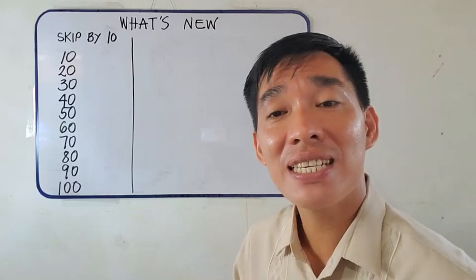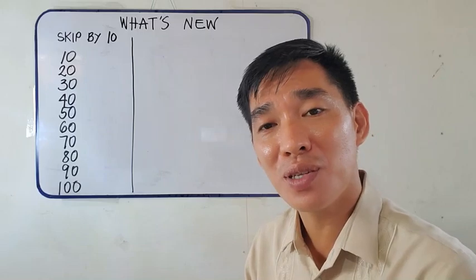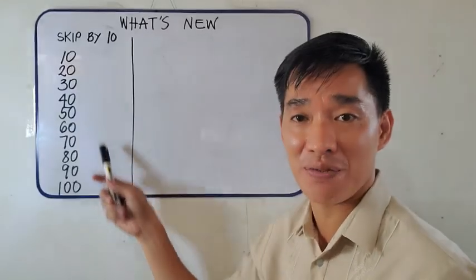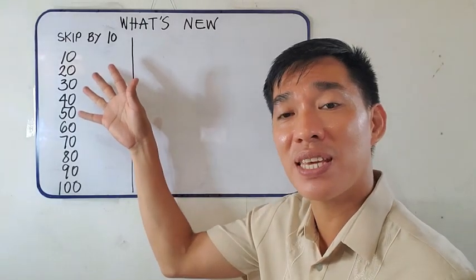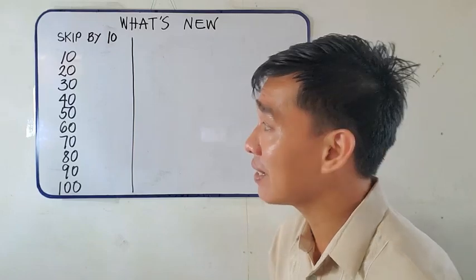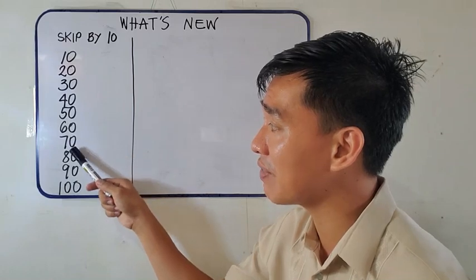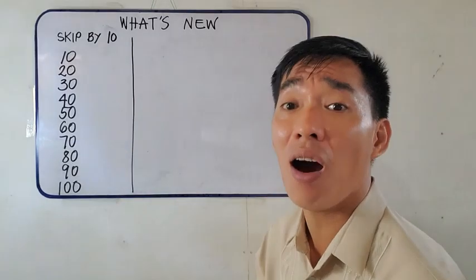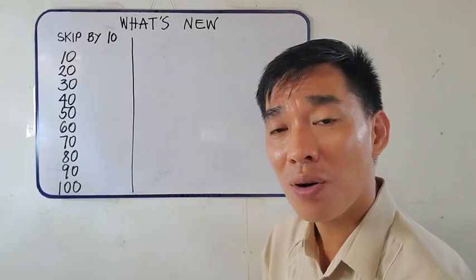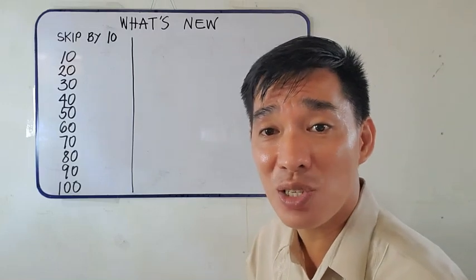As we continue, this time let us check how we will be able to know that a number is divisible by 10. Now let's look at the multiples of 10. These are the multiples of 10: 10, 20, 30, 40, 50, 60, 70, 80, 90, 100. Obviously, they all end with 0. So, we could tell that a number is divisible by 10 if the last digit is 0.